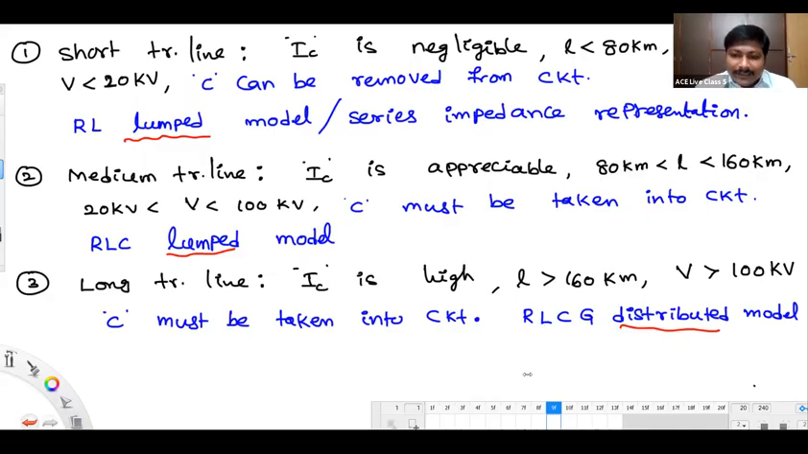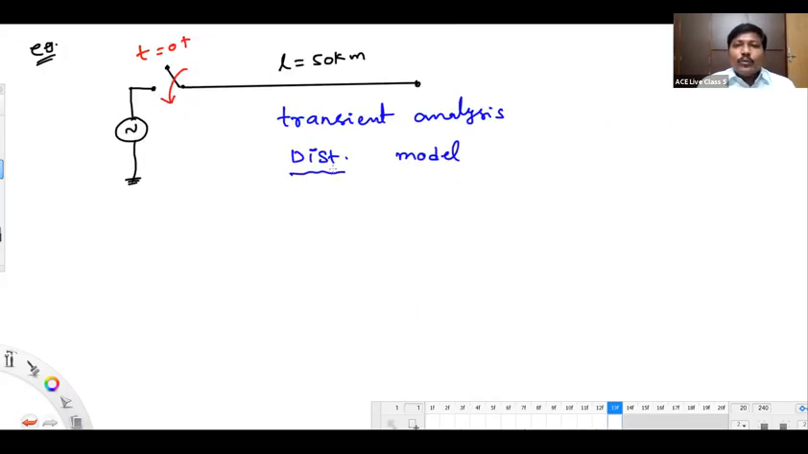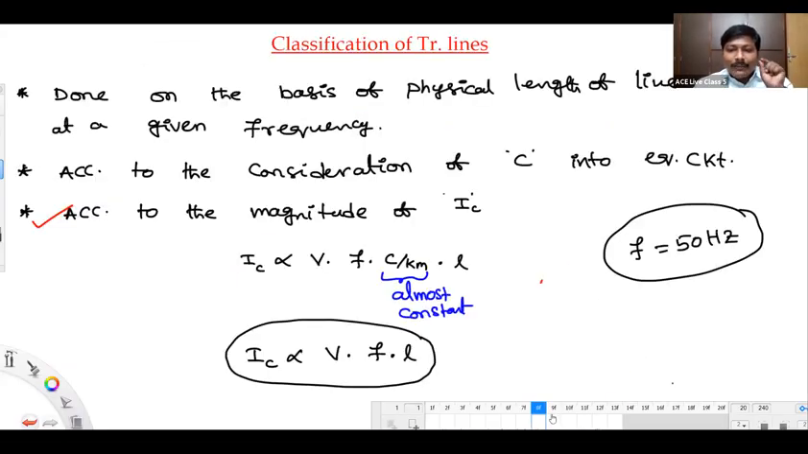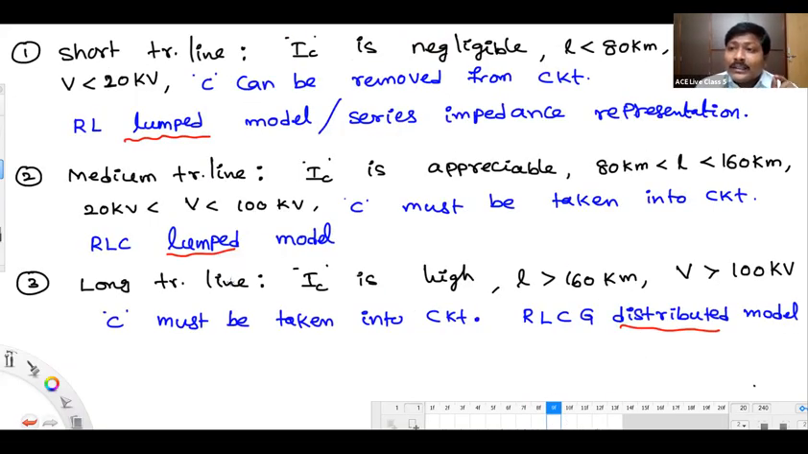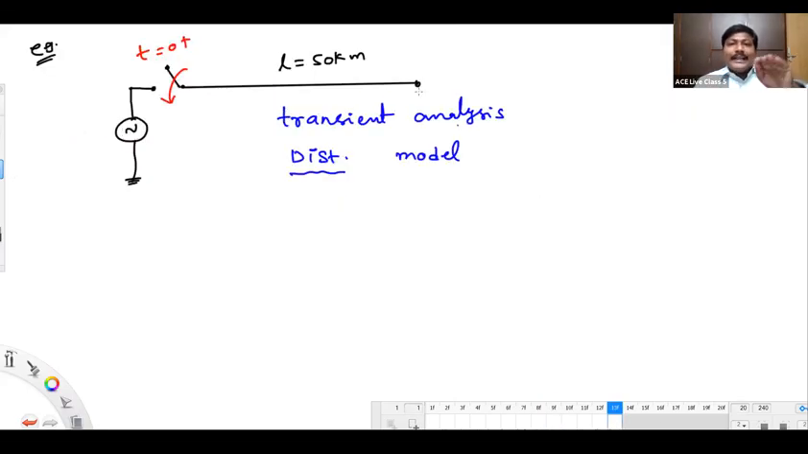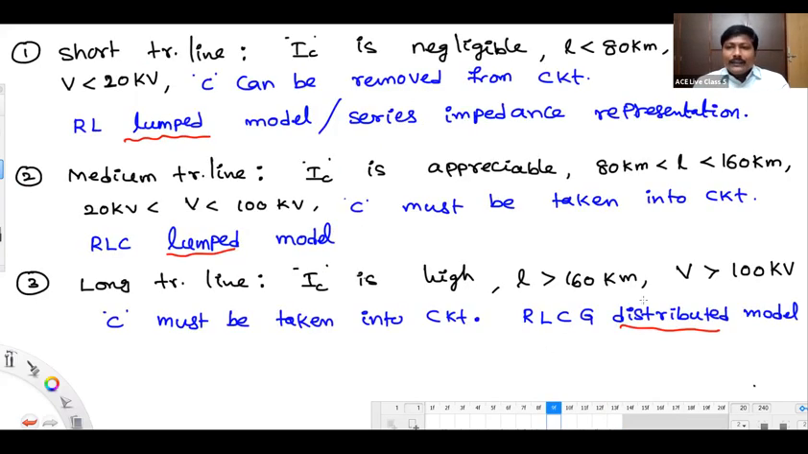Why? In the sense, which model are we using here? Which model are we using for the line representation? Distributed model we are using. Once we are using the distributed model, the line must be called a long transmission line only. But you are saying the length of the line is 50 kilometers only here. With respect to this, the length must be more than 160. Then what is this classification they have given?